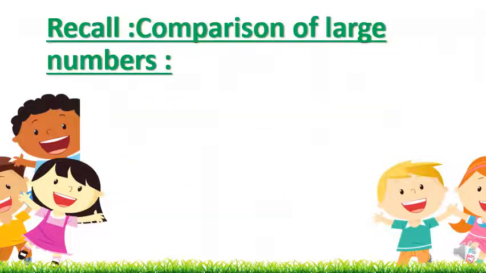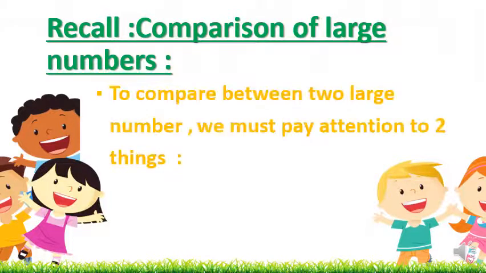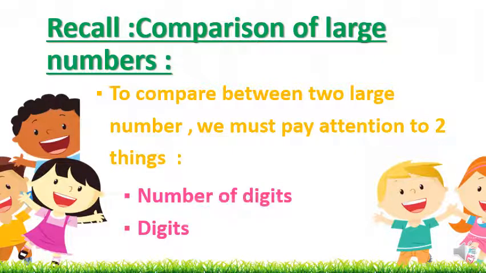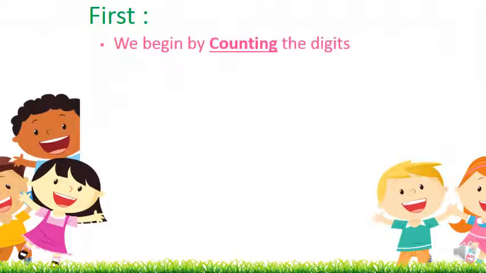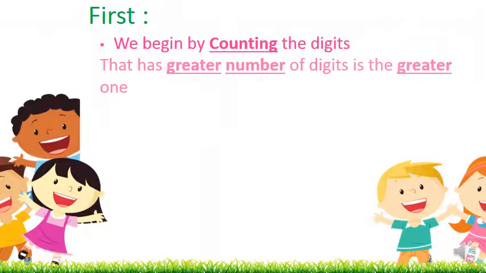Before we start, let's make a recall about comparison of large numbers. To compare between two large numbers, we have to pay attention to two things, which are the number of digits and the digits themselves. First, we begin by counting the digits. The number that has the greater number of digits is the greater one.